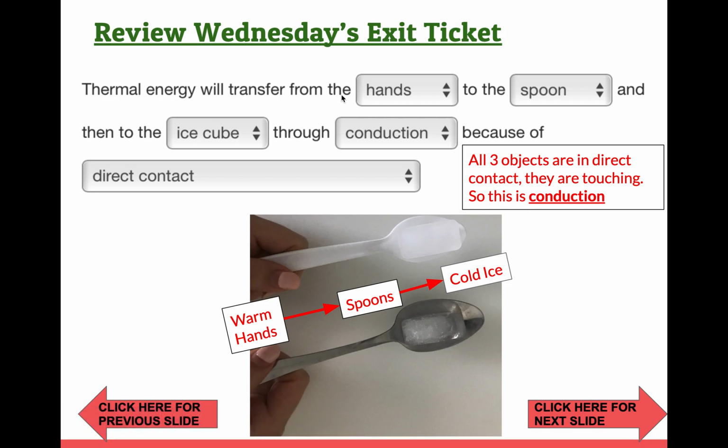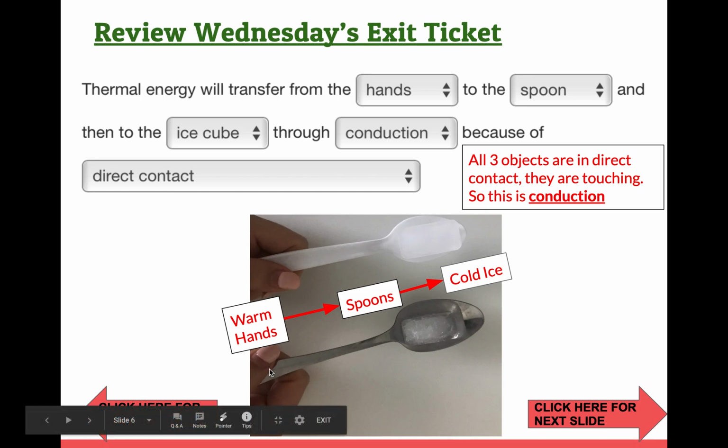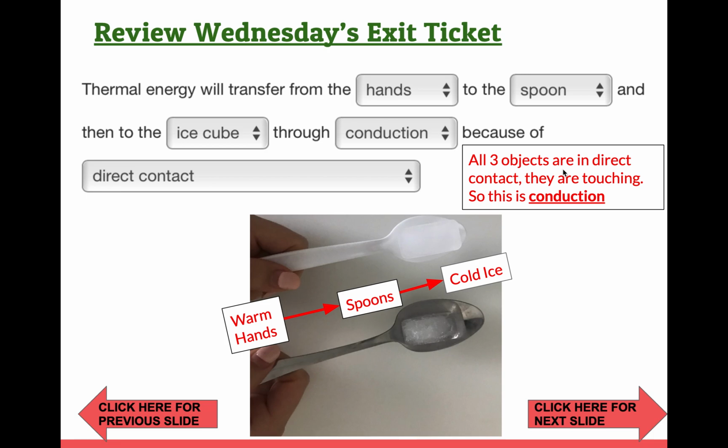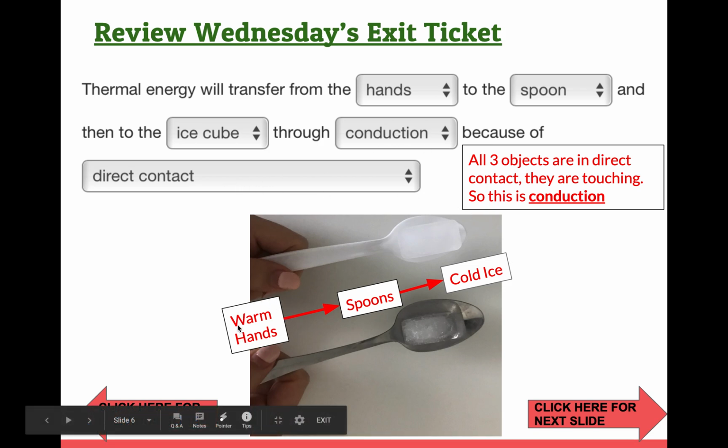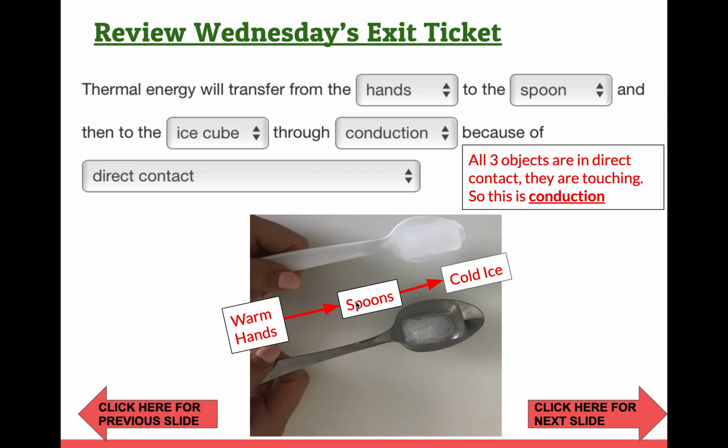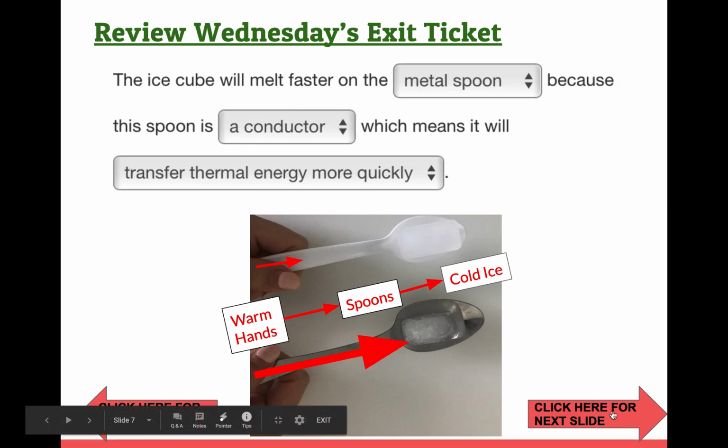So thermal energy will transfer from the hands, and then where will it go? It's going to go from your hands to the spoon, and then it's going to go to the ice cube. And how is thermal energy going to move from your hands to the spoon to the ice cube? Well, all the three objects are touching. They're in direct contact. And you learned that when there's direct contact, that's conduction. So it's going to transfer through conduction because of direct contact. Okay, so thermal energy will go from the warm hands to the spoon and then to the cold ice.